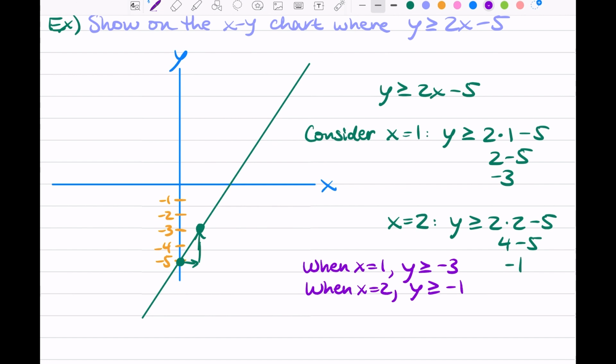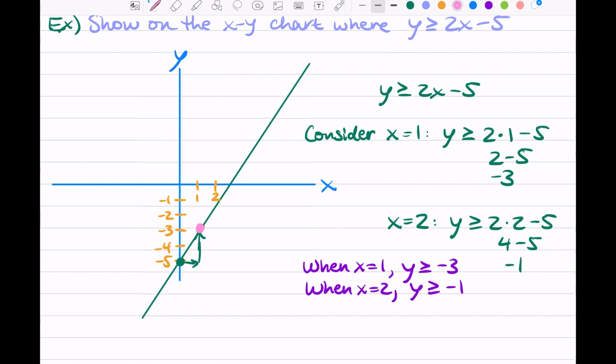Okay, let's try to visualize that. So x equals 1 and x equals 2. So when x equals 1, y is greater than or equal to negative 3. So if we just had an equal sign, it would say y is equal to negative 3. Okay, so we'd say y is equal to negative 3. But it's saying when x equals 1, y is greater than or equal to negative 3.